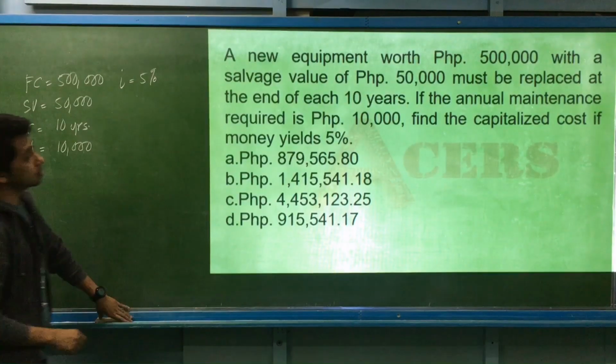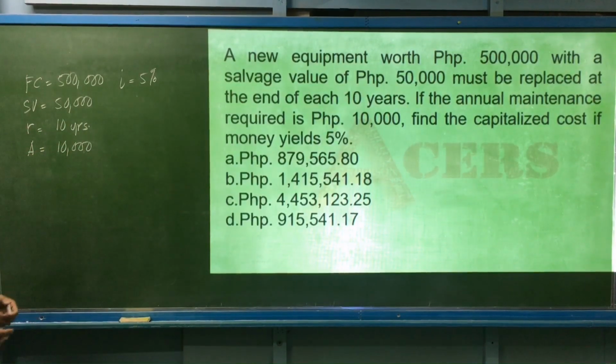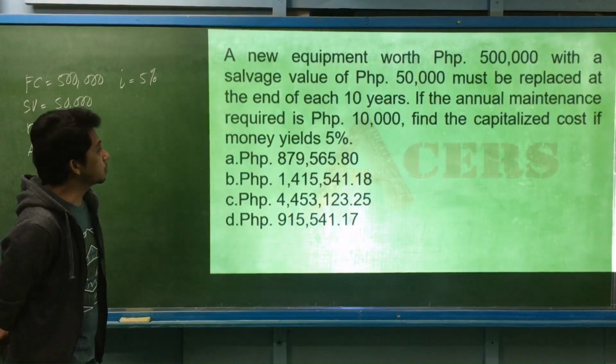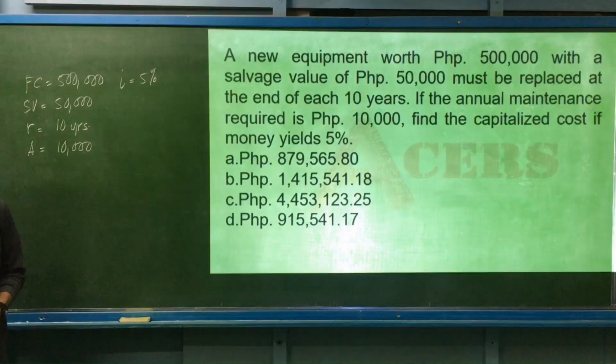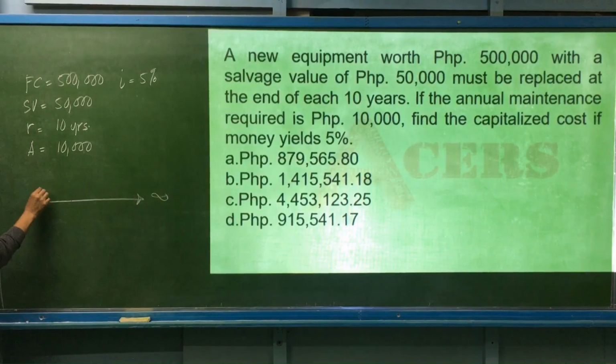Next example, so this is capitalized costs. So a new equipment worth 500,000 pesos with a salvage value of 50,000 pesos must be replaced at the end of 10 years. If the annual maintenance required is 10,000, find the capitalized cost if money yields 5%. First cost, salvage value. So every 10 years, replace the equipment. Annual maintenance is 10,000. So yung concept ng capitalized cost, this is up to infinity.